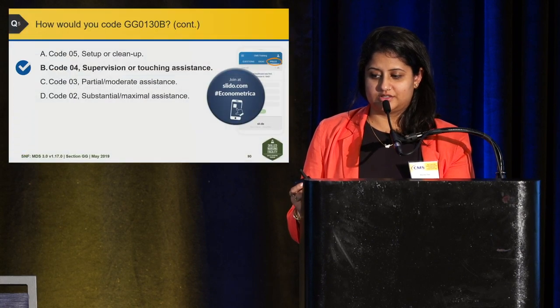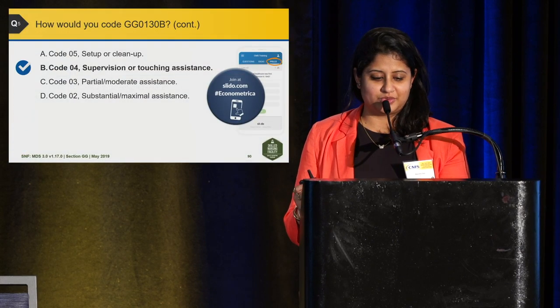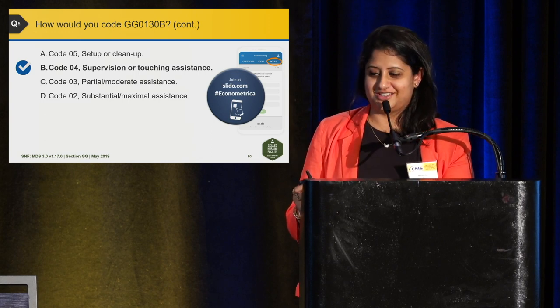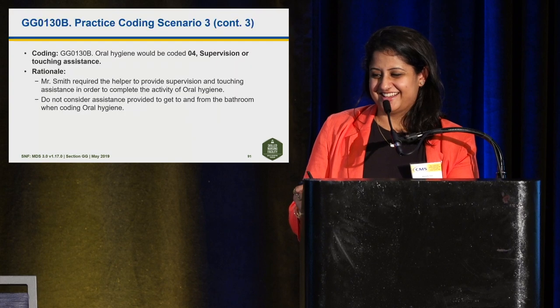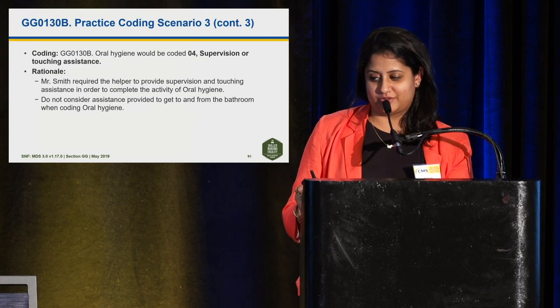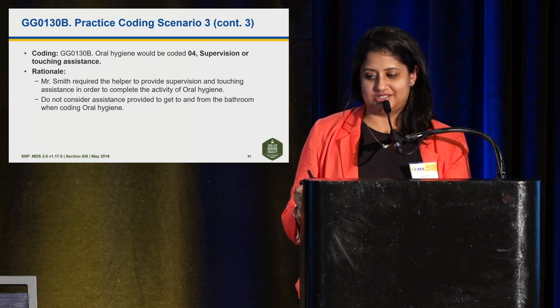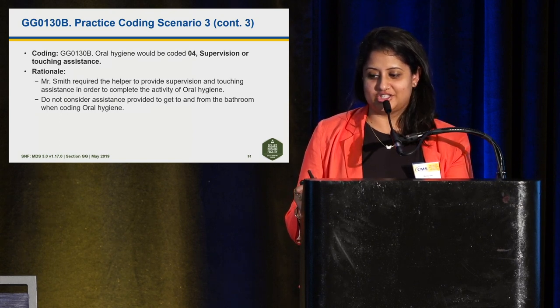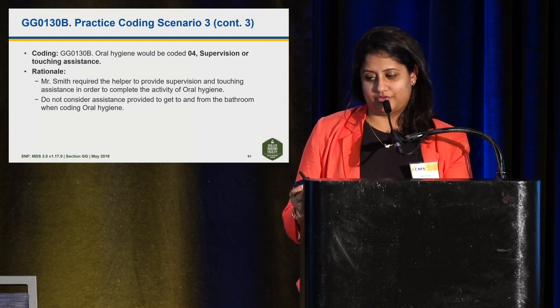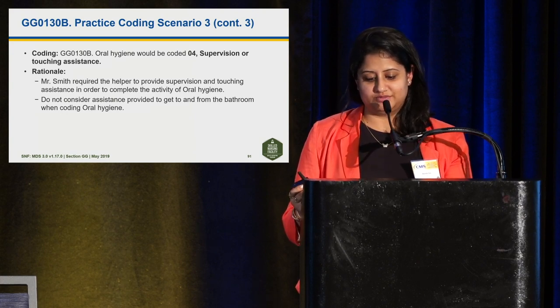And the answer is 04, supervision or touching assistance. You guys are correct. You must be using your decision trees. All right, so the rationale behind that is Mr. Smith required the helper to provide supervision and touching assistance in order to complete the activity of oral hygiene, and we do not consider assistance again provided to get to and from the bathroom when we're coding oral hygiene.